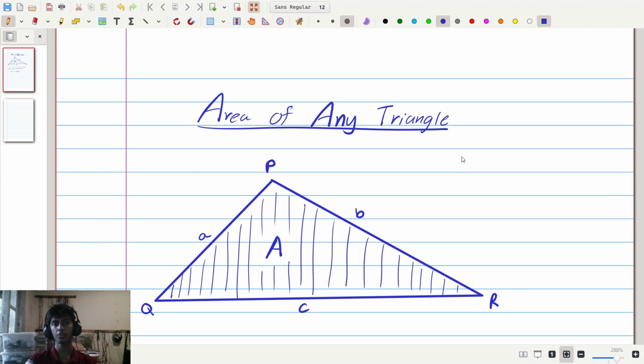Hello and welcome to this short video on what's called Heron's formula. It's a formula to find the area of any triangle given that you know the side lengths of the triangle. So this formula goes something like this.